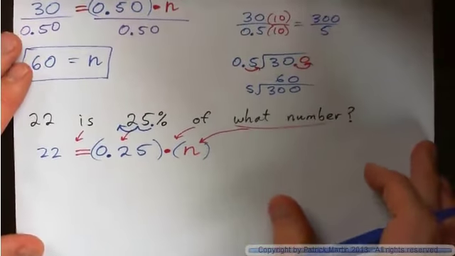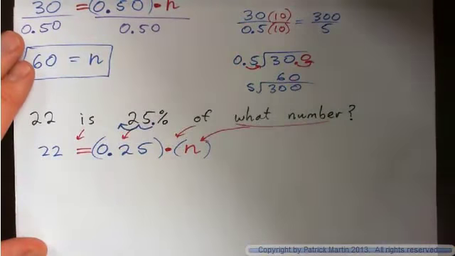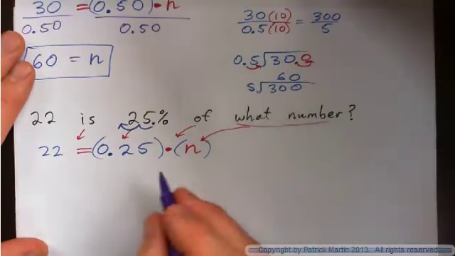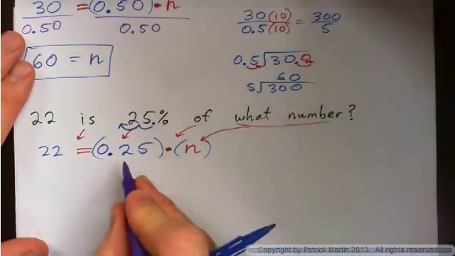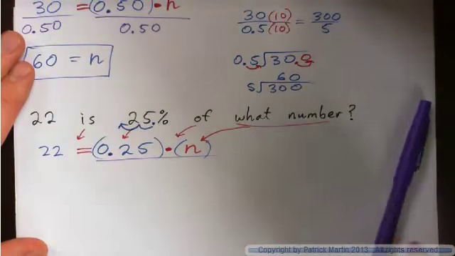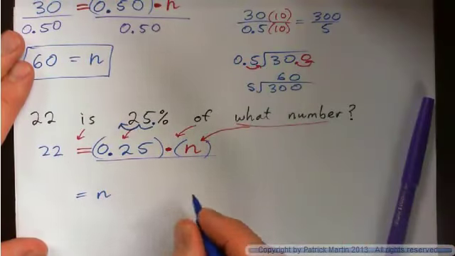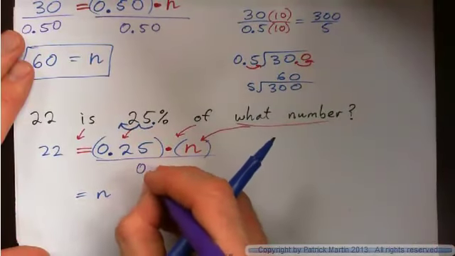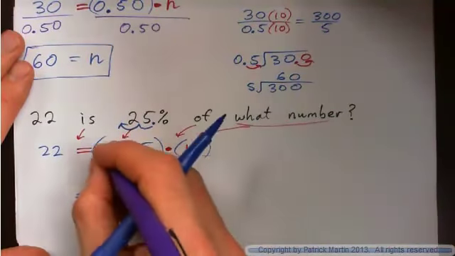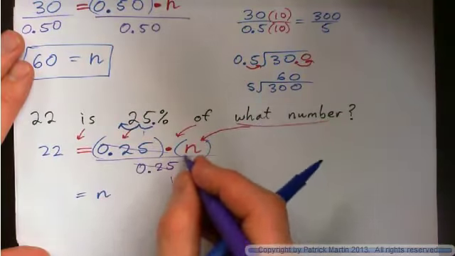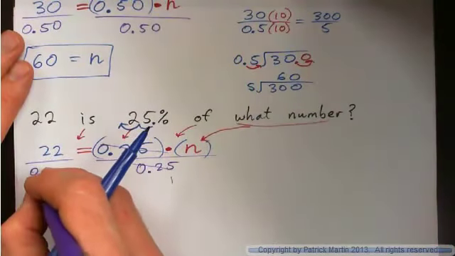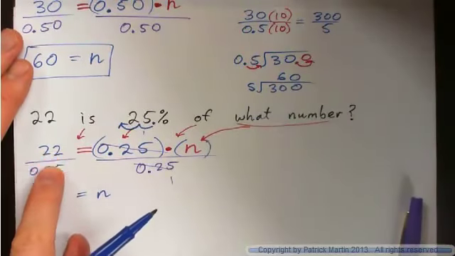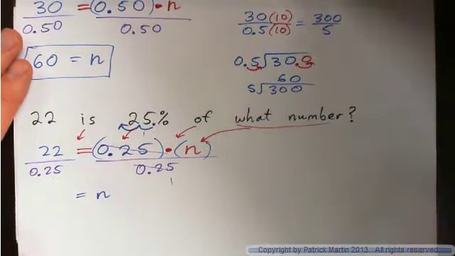Okay. Now we can solve this equation. How do I solve it? N is being multiplied by 0.25, so I need to divide. In order to get n by itself, okay, I need to divide this by 0.25, right? And then these numbers cancel, you see. So you get n on its own. But you must divide this side by 0.25 as well, right? So then you have to calculate 22 divided by 0.25.